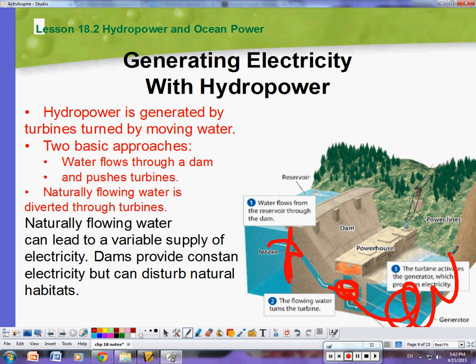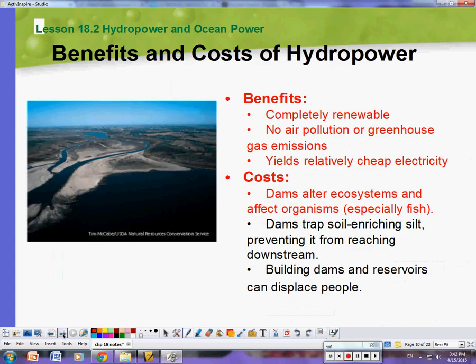When this happens, there's a lot of pros and cons. Switching slides. With the pros, there's no air pollution. It's completely renewable. It's very cheap. The costs, there's a lot.